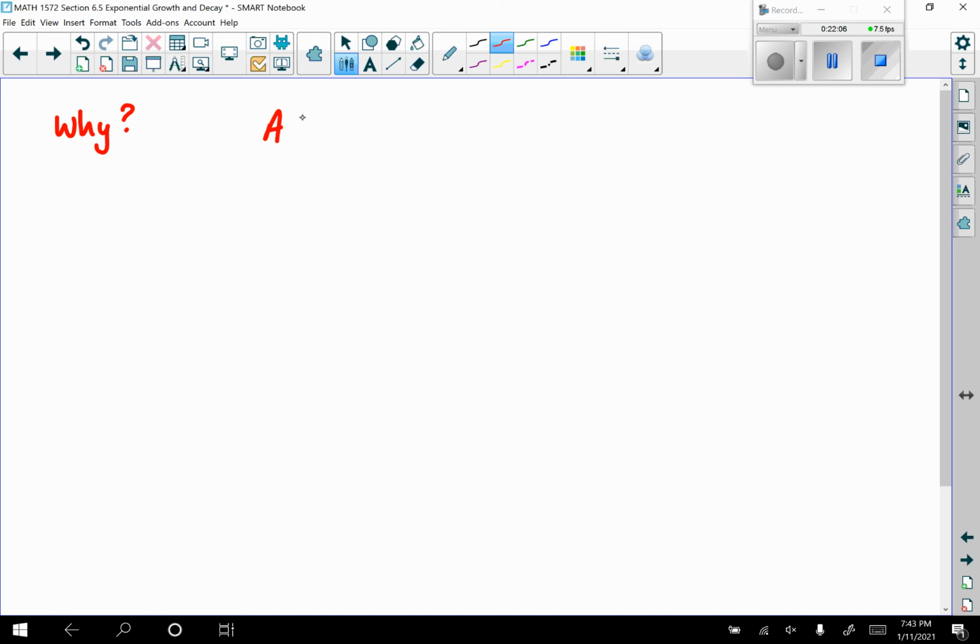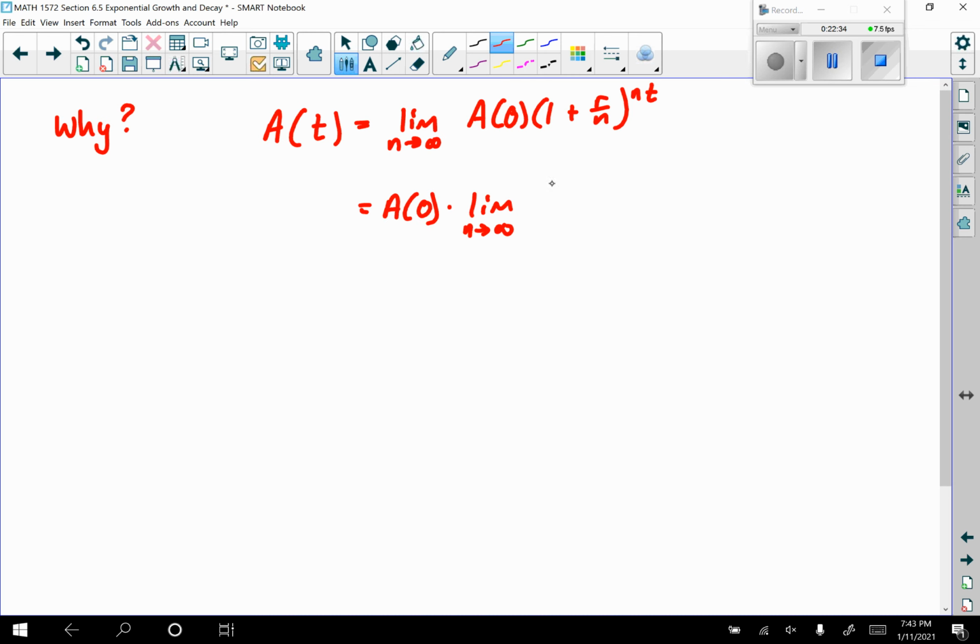So let's say for continuous, we're going to say A of t, we're going to use limits here. We're going to say it's the limit as n keeps increasing without bounds, so as n approaches infinity, of this formula, A of 0 times 1 plus r over n raised to the n times t. Since A of 0 is a constant, we could just pull that out in front, say it's A of 0 times the limit as n approaches infinity of this quantity 1 plus r over n.